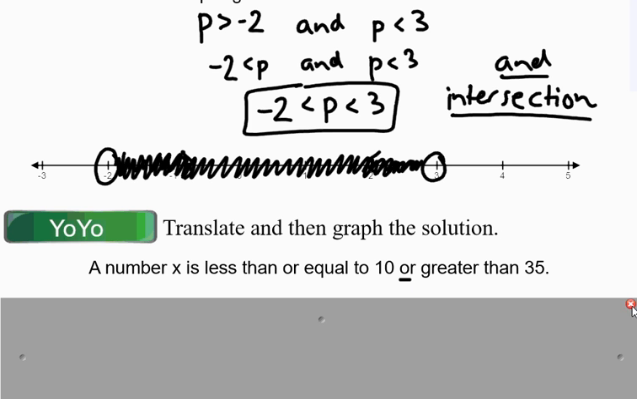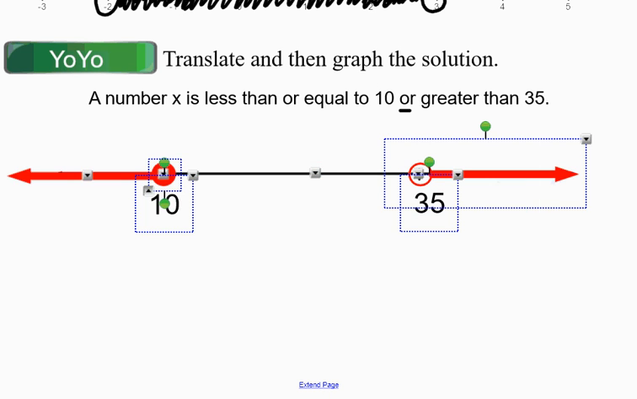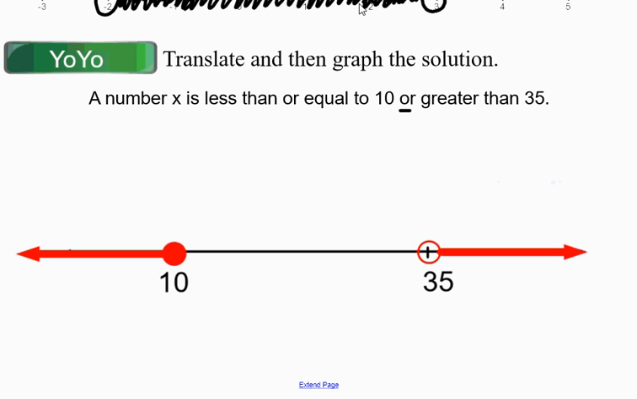Okay, this is what you should have got. The graph looks like this. Here is what the statement would look like. The statement would be, it says number x is less than or equal to 10 or x is greater than 35. And there's no shorthand way of writing this.